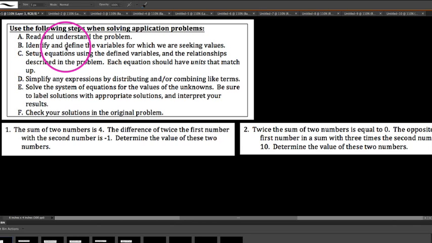And so let's take a look at what I write here, at least for the first step, which is, if you ask me, the most important step: read and understand the problem, followed up by identifying and defining the variables for which we're seeking values. In other words, what is the problem asking and what is it that we're trying to find here?